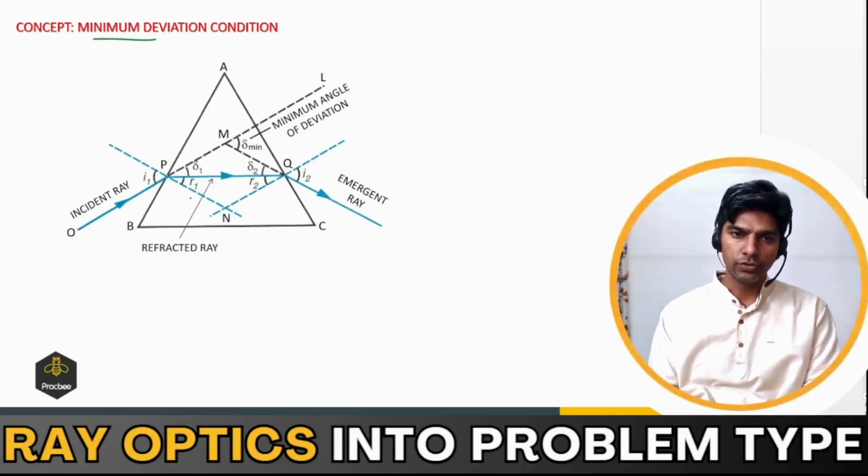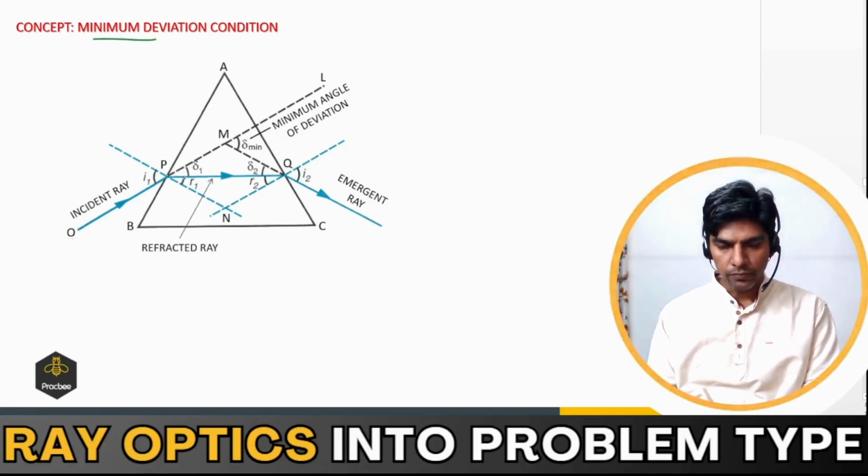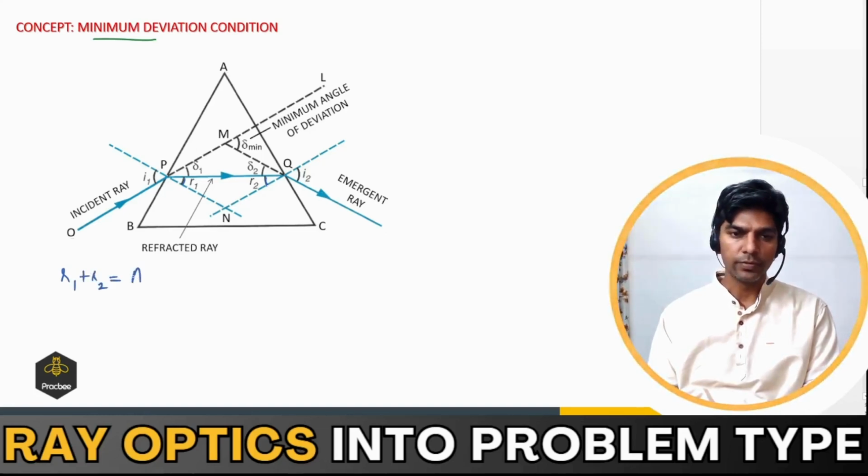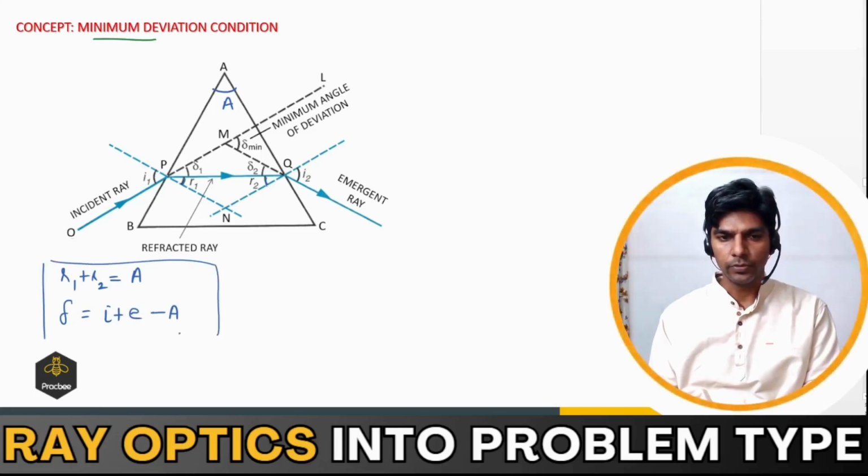So first of all, you should know that the angle of refraction R1 and the angle of incidence R2 on the second interface, the sum of these two angles is equals to the angle of prism, if this is A, right? And the deviation is given as I plus E minus A, right? So these are the two important formulas.